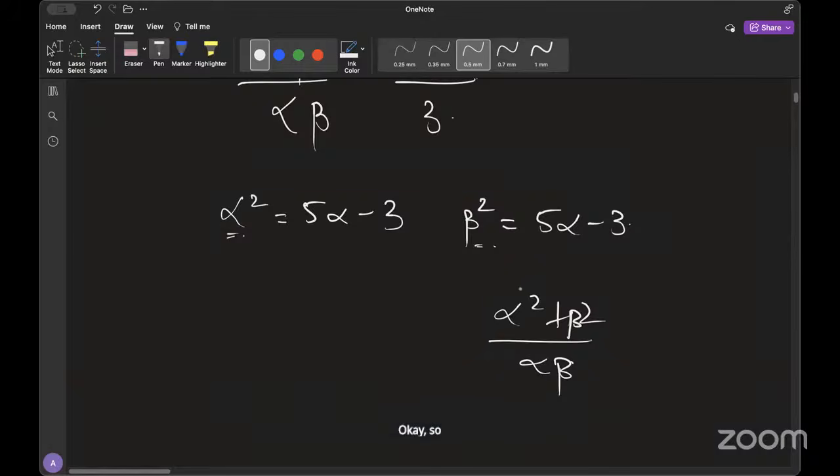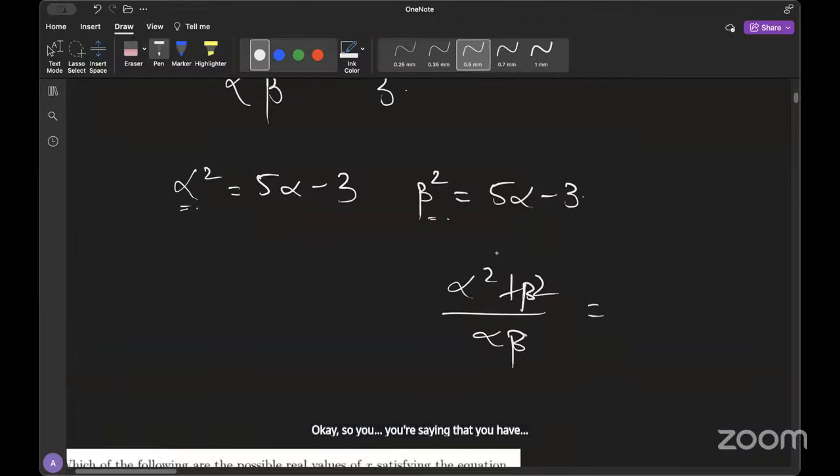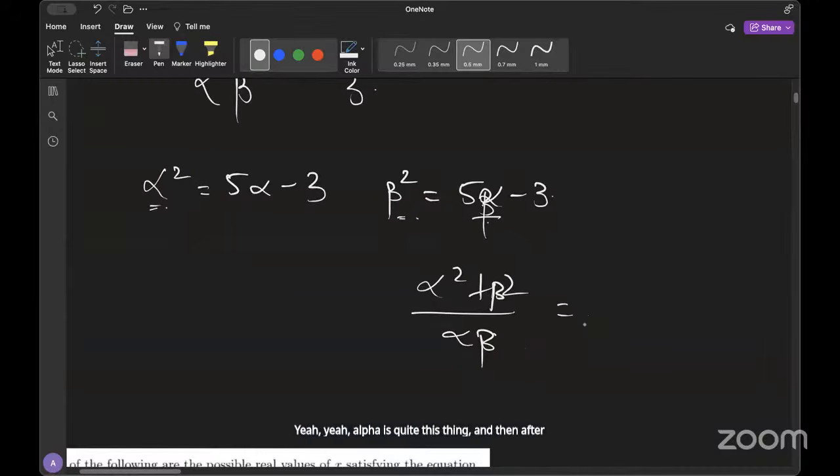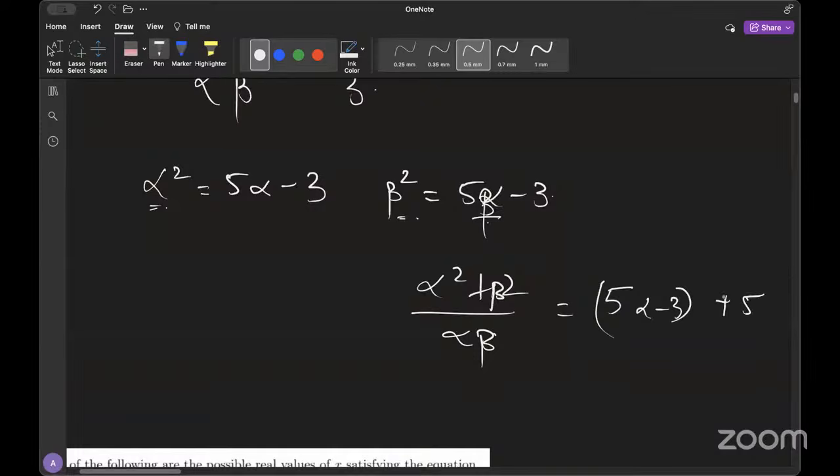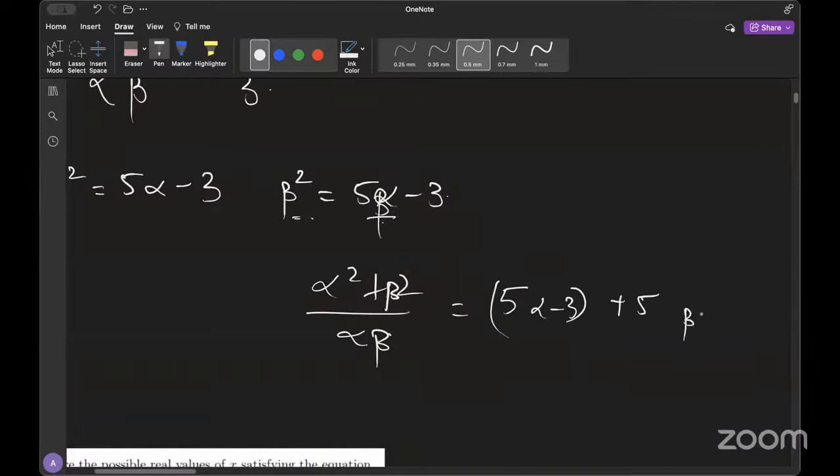Okay, so you put beta square equals this thing and alpha squared this thing. Yeah, and then I took the common 5 alpha plus beta minus 6, and then I put the value of alpha beta. Yeah, that works too. That's fine. You can just club these two together, right? Yeah. That works. Thank you.